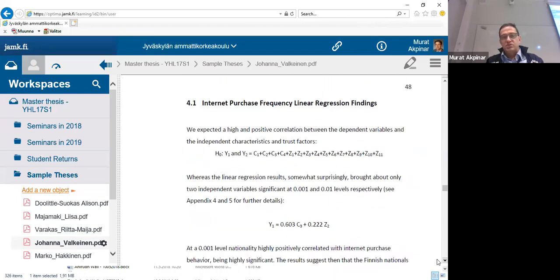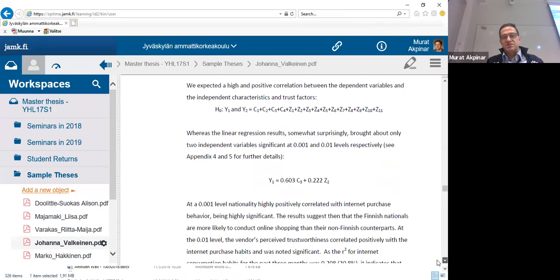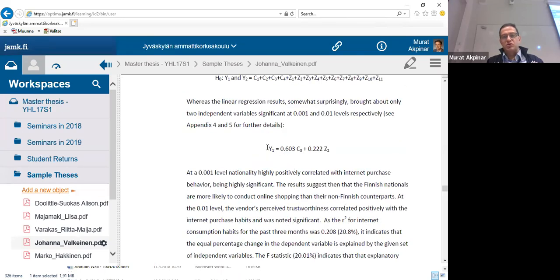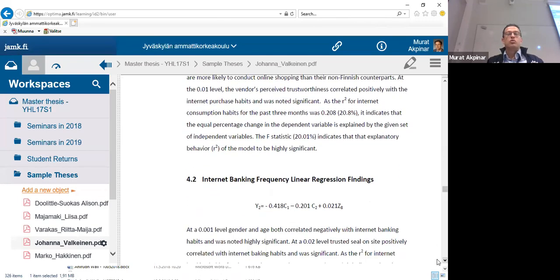Now, when you read this, this is the thing when you are doing quantitative research. I have been involved in this thesis. I was the supervisor, and I know that she wasn't the best in quantitative research, and I know that she was in a hurry to finish it. So when you look at this, Y1 and Y2 equals C1 plus C2 plus C3. This is not how you present that. There should also be a constant plus a constant. And here she finds out that, okay, Y1 is a function of C3 and Z2. There should always be the constant. So there are some mistakes.